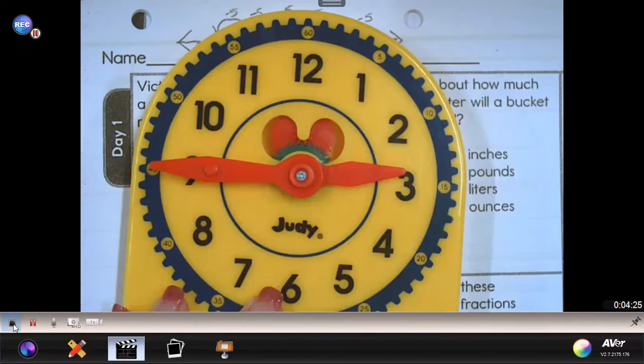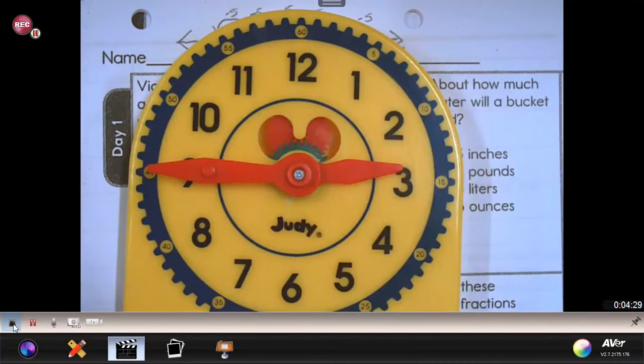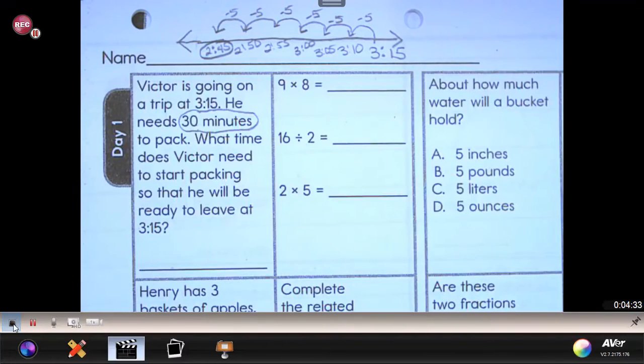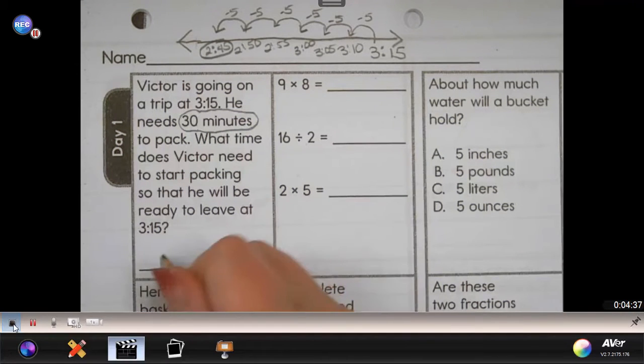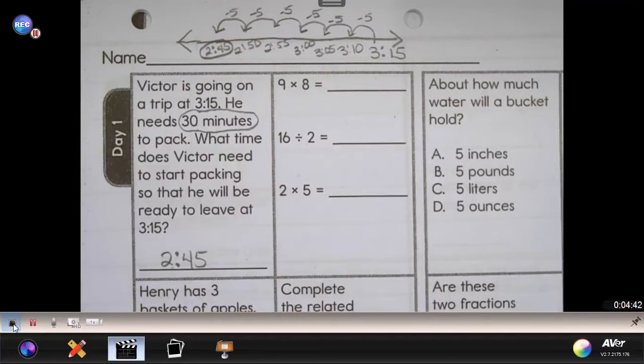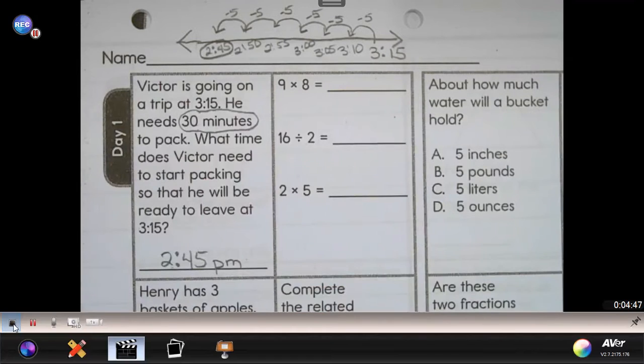2:45. So a couple of different ways to visualize this and think about how it works on a regular clock and what it's going to look like on a timeline. So we know that he's going to need to start packing by 2:45. Probably p.m. because 2:45 a.m. would be like in the middle of the night, right?